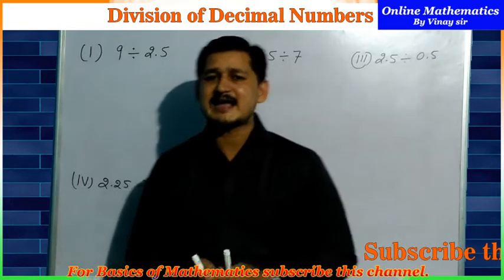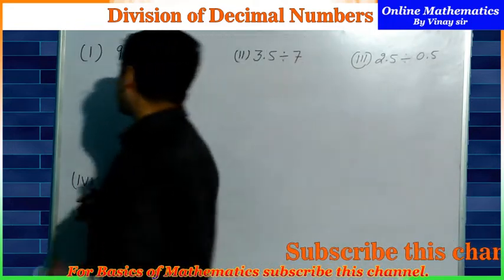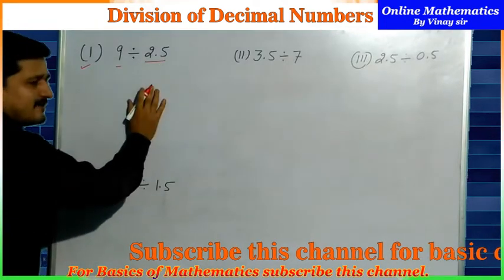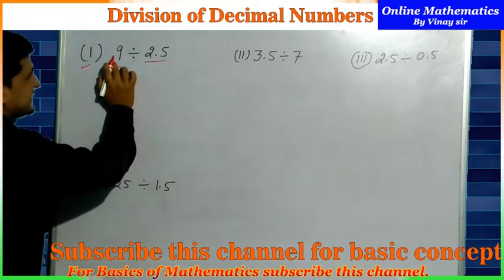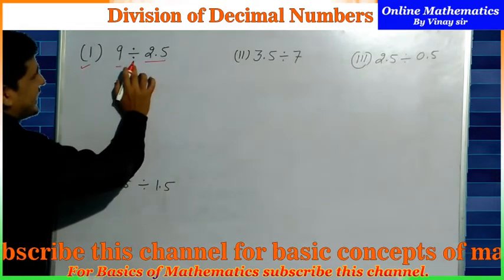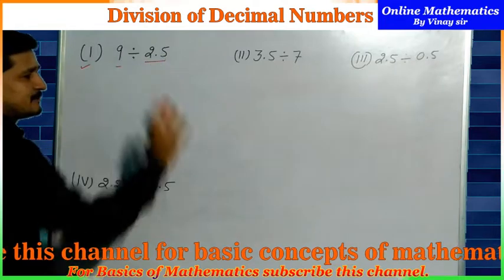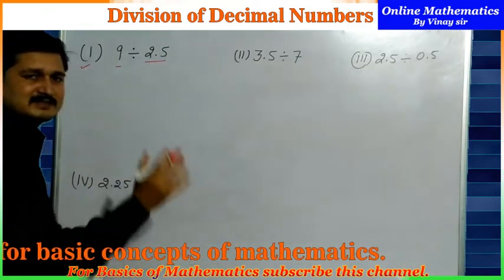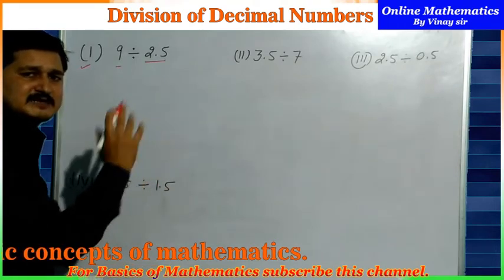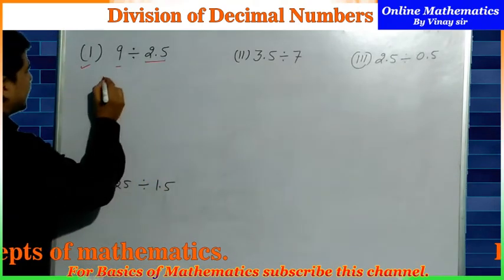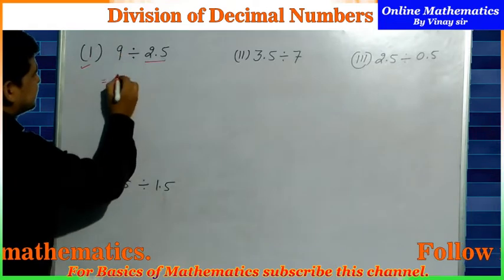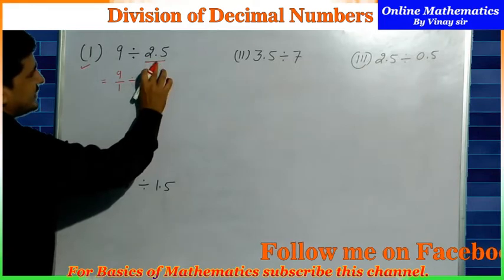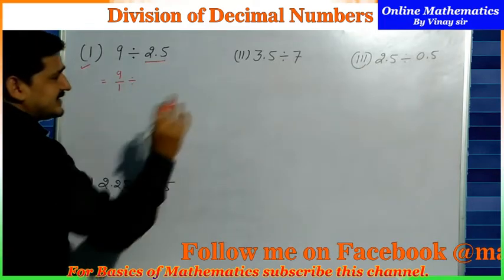So the first example that I have taken here is example number 1, and that is 9 divided by 2.5. Here you can see 9 is a whole number and it is divided by 2.5. So simply, students, we have to convert both numbers into the form of fractions, and then apply the division of fractions. This 9 can be written easily as 9 upon 1, and it is divided by 2.5, and we have to convert this 2.5 into a fraction.